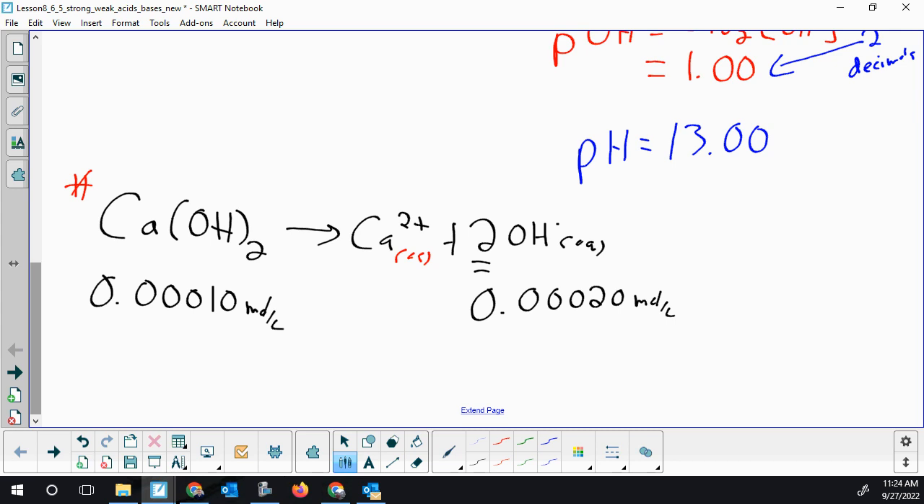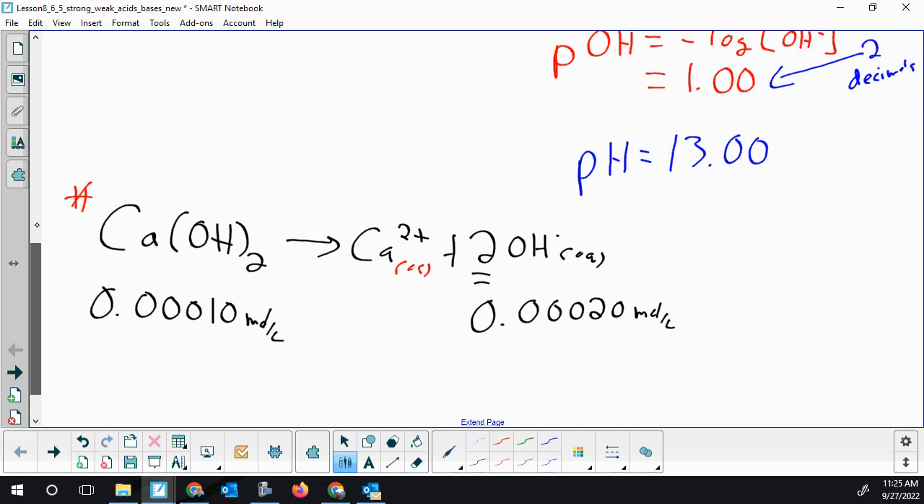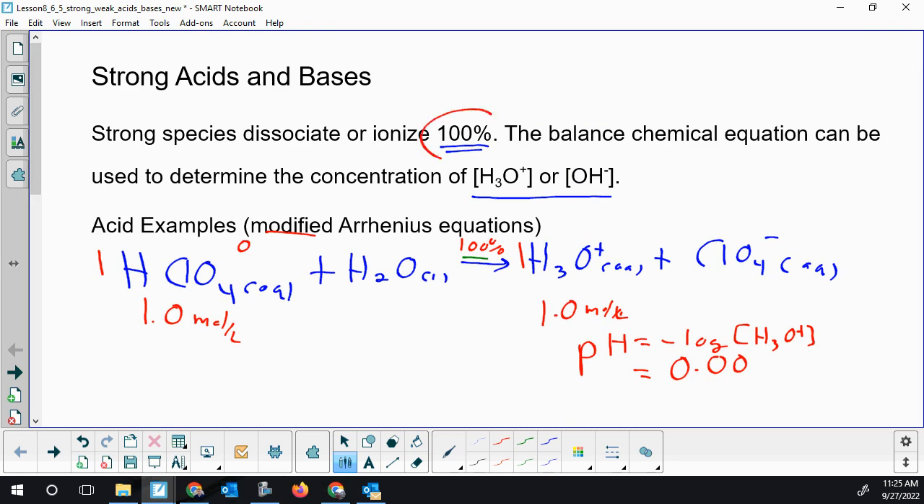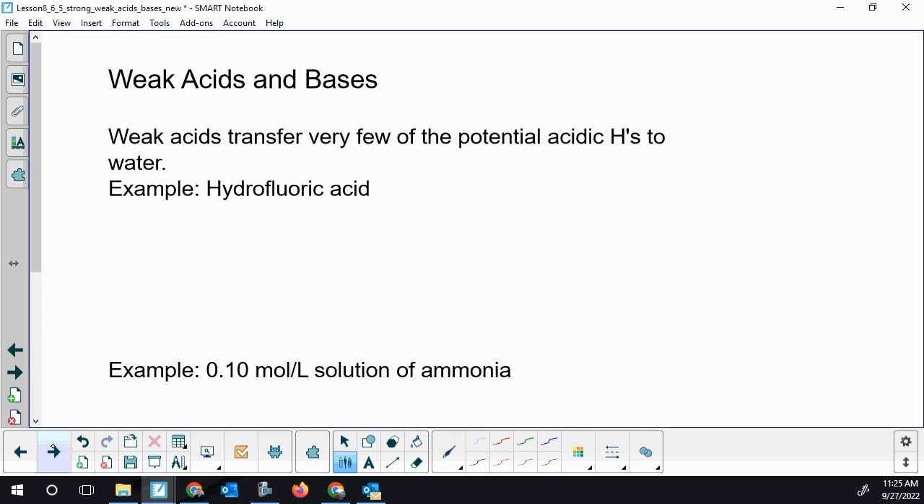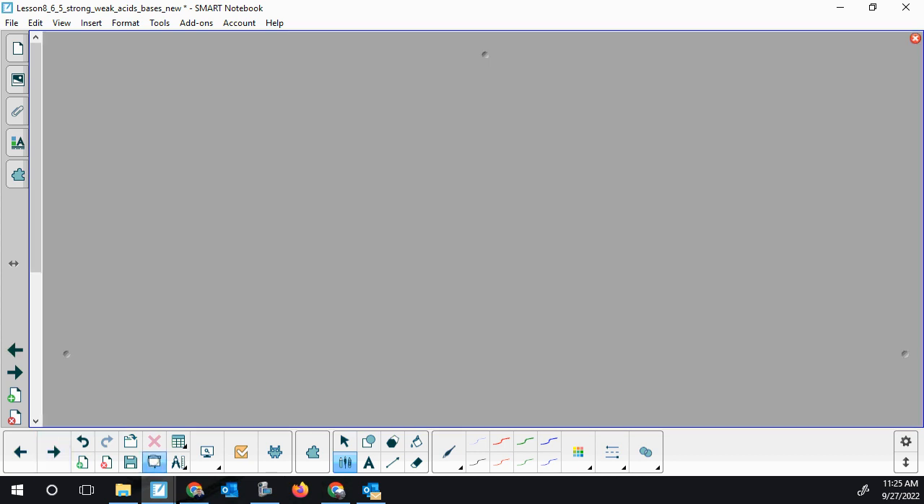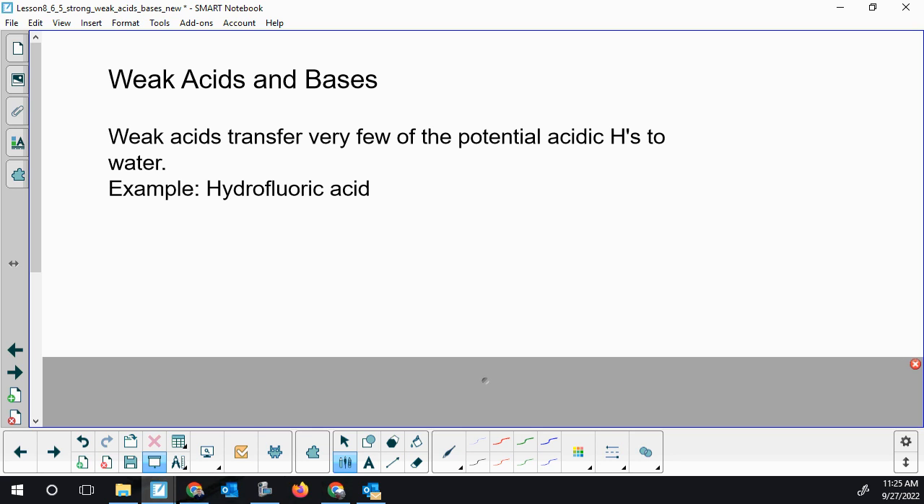So that's strong. Okay. I'm saying it over and over again, but I'm really trying to emphasize this 100%. It's the only time in Chem 20 that you can take the acid concentration and tell me the pH. Okay. Our weak species only transfer a little bit of their H's to water. Now, when we write weak, we always do modified. Okay? There'll be no just dissociations here. Okay. So hydrofluoric acid is a weak acid.